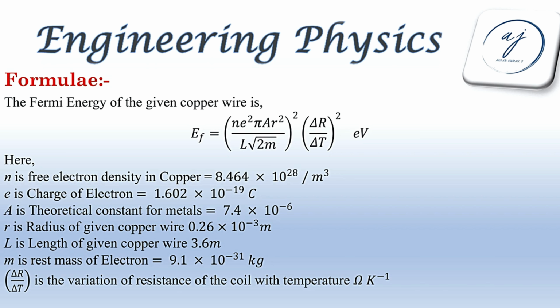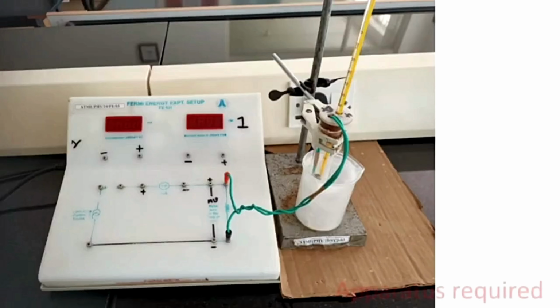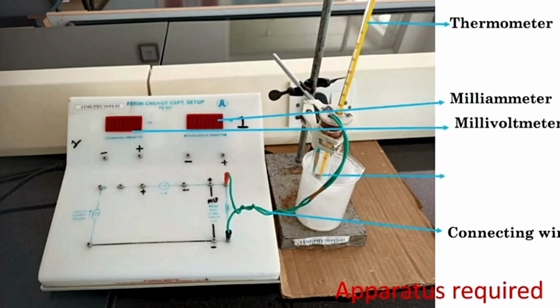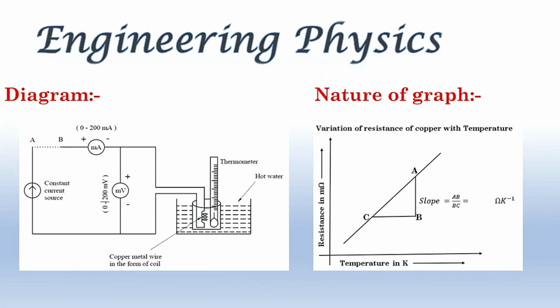Apparatus required: connecting wires, thermometer, milliammeter, millivoltmeter, copper coil, and stand. The circuit diagram is as shown in the figure, along with the nature of the graph. Here we are plotting a resistance versus temperature graph. The slope will be calculated and substituted into the formula.